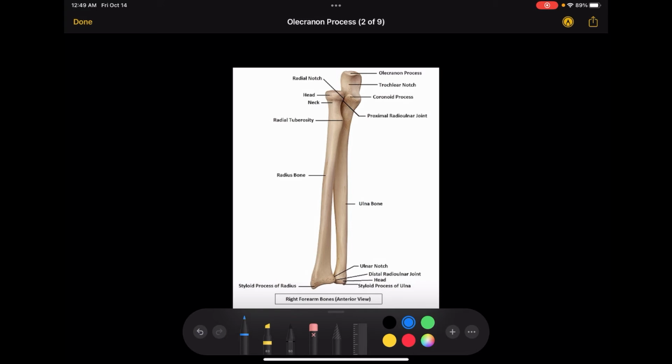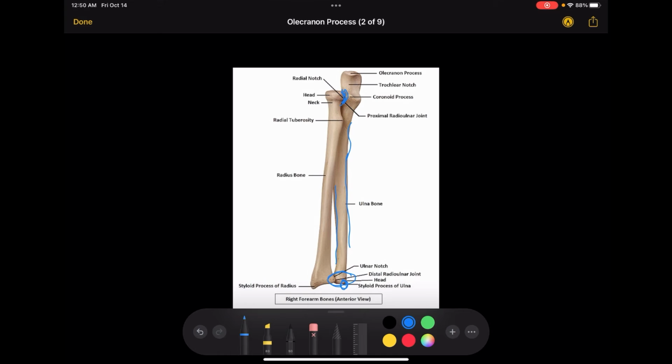So the ulna contains the styloid process. It's this little projection right here. It's frequently fractured. The head of the ulna is on the wrist side. So this is the head of the ulna. This entire part is the body. There is a radial notch right here where the ulna is connected to the radial head of the radius.